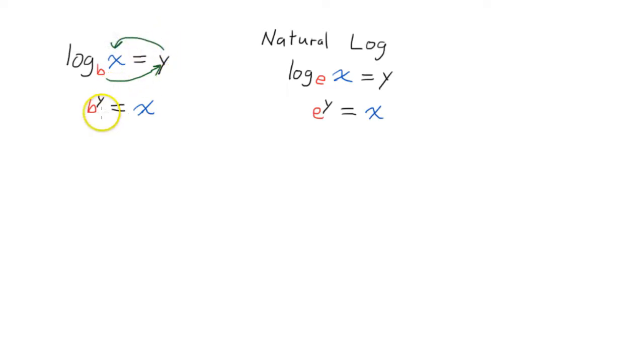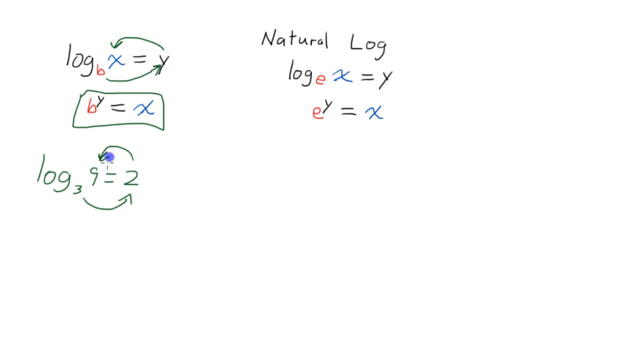Now these would be numbers. B, the base b raised to y equals x. So if we had log base 3 of 9 equals 2, that makes sense. That means that 3 to the second power equals 9. 3 squared equals 9.